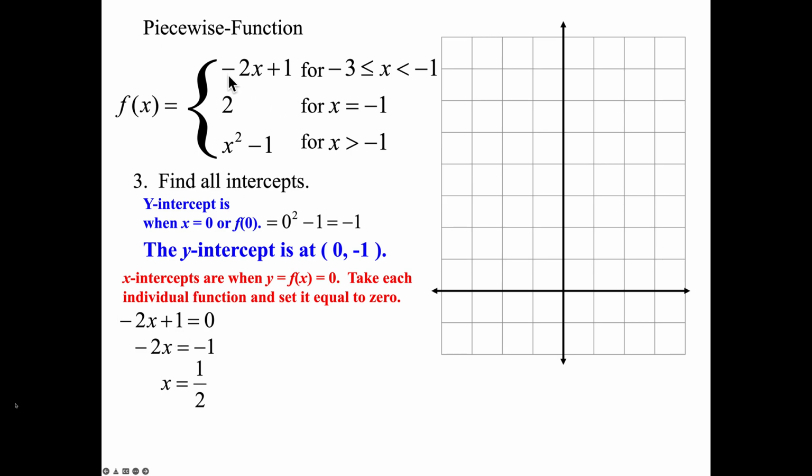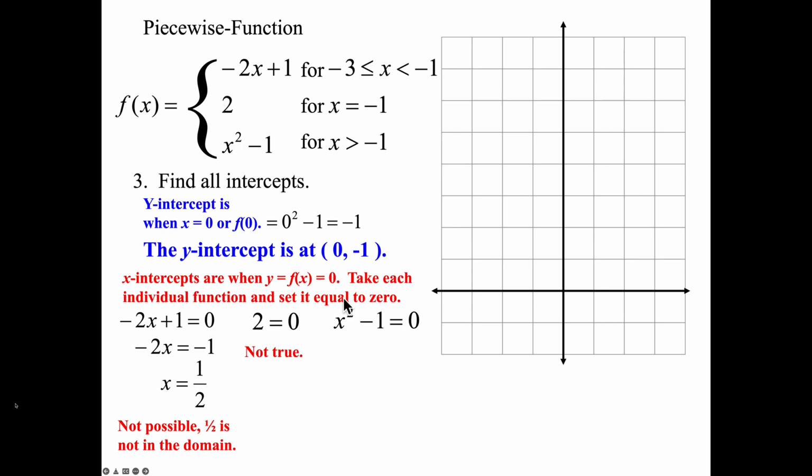But what if that was a crazy, ugly function, a crazy quadratic, and it took me a while, I had to do the quadratic formula or whatever to solve it? I'm going to be irritated if I throw it all away. Second function is 2. Set it equal to 0. Wait, that's false. That's not true. That's not going to work. Okay, let's go to the last one.